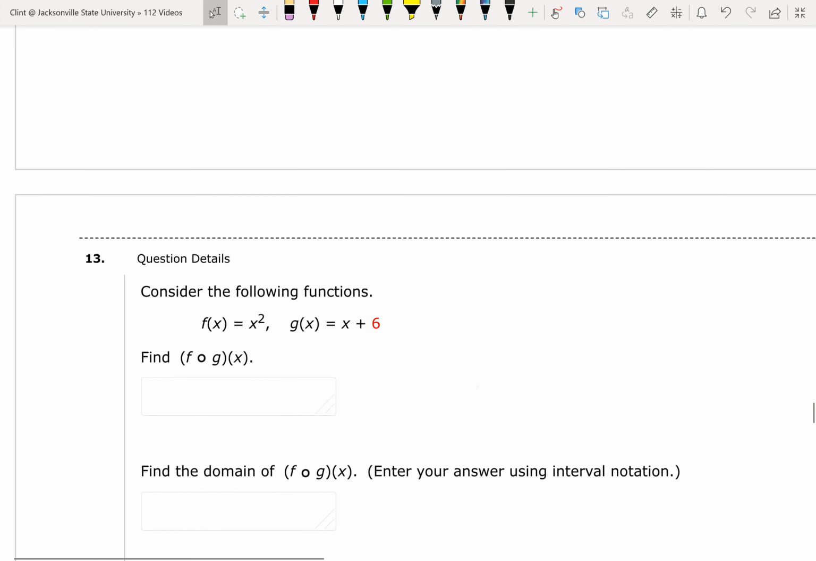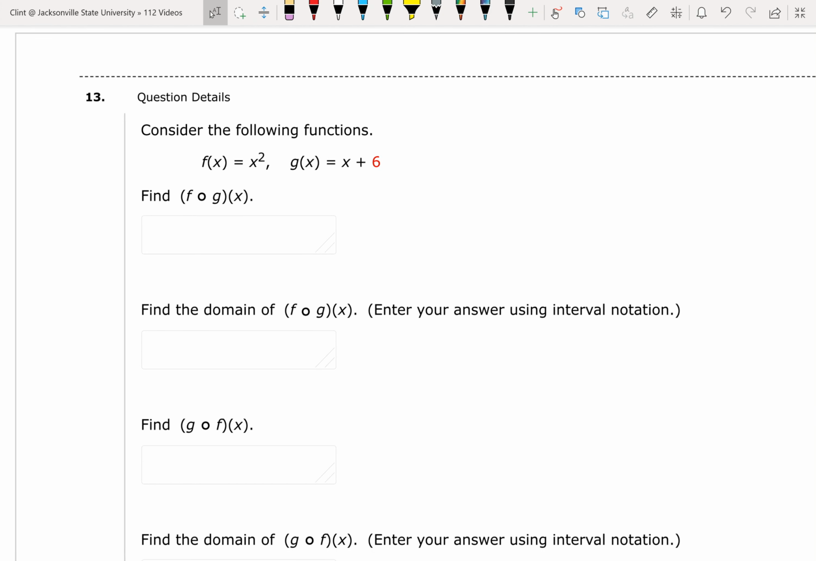Still dealing with composition. This time, we don't have a number, we have an x here, and it gives it to us with this open circle notation. So if we want to find f composed with g of x, that means g is going to be on the inside. That's what we're finding on this one.